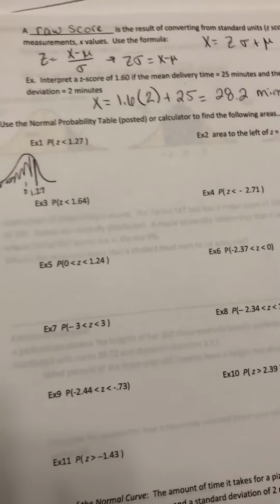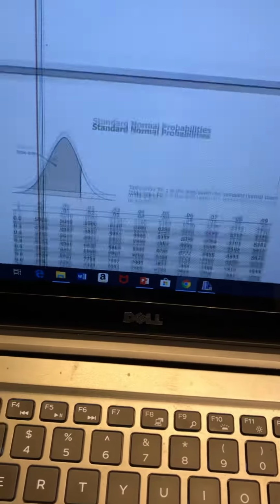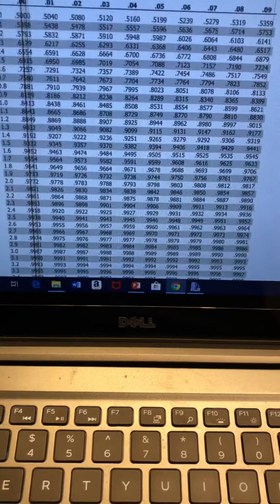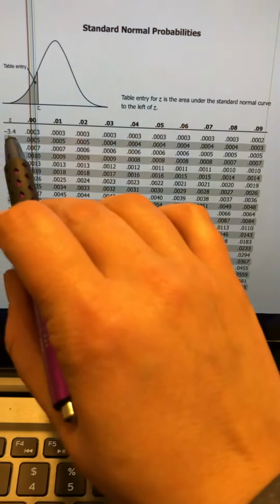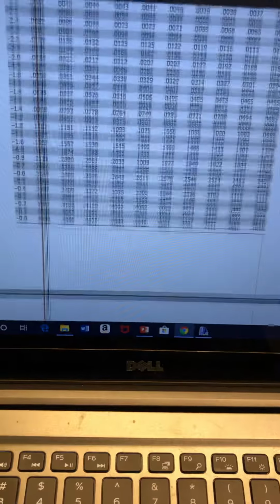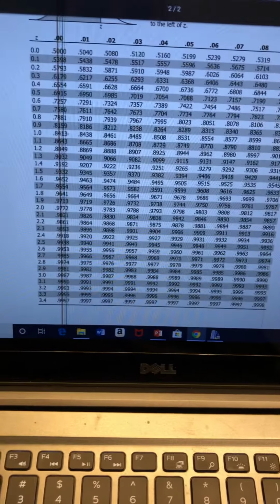If you want to use the chart, which is fine, you can open the chart up on the course. My mouse quit working too. Technology's hated me today. I want to go to the positive side. So here's your chart. This is for z's negative 3.4, and this is for the z's positive. Once you get to 0, it switches over to positive.